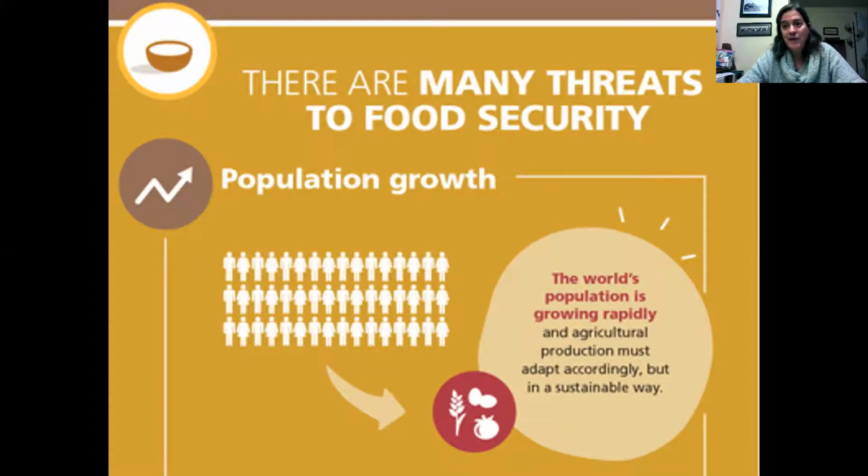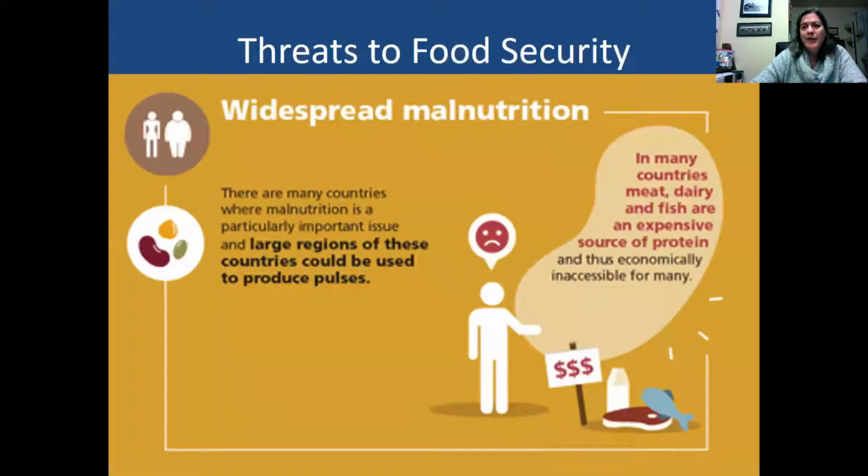So moving along, what are the threats to food security? One is population growth. As the world gets more and more people, we have to find ways to feed all of those people. Another one is widespread malnutrition. If you feed people but they're not getting the right vitamins and minerals, say on a mostly carbohydrate-based diet, a lot of rice or a lot of grain, without the other two macros, you can then suffer from malnutrition.